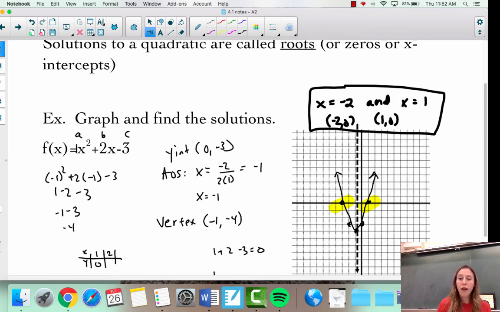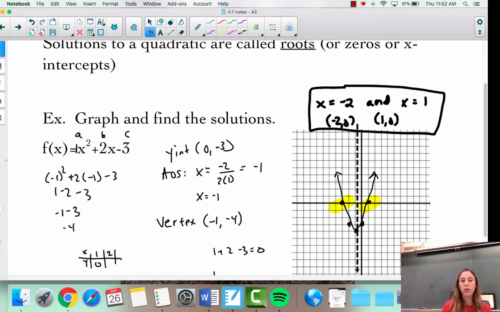Now, not every graph has two solutions. Sometimes there'll be only one solution. Sometimes there could be no solution. If your graph never hits the x-axis, then you won't have any solutions. It just depends on where the graph is located and the direction that it's going.